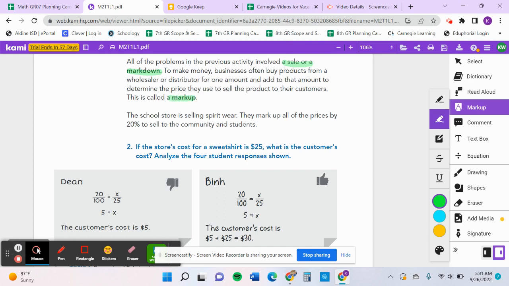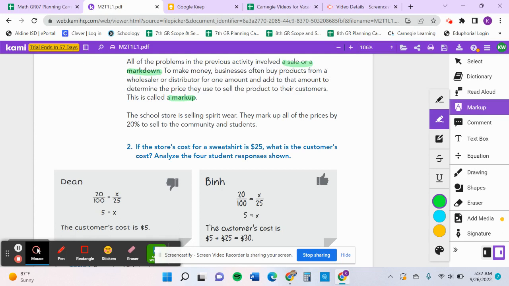Also, to give you another very quick example, if you were to try to make some money by selling chips and you bought a pack of chips for 25 cents, you'd have to at least sell it for 26 cents in order to make any money back. So that's all that the stores are doing, marking up so that they can make a profit. All right, let's look at this problem.